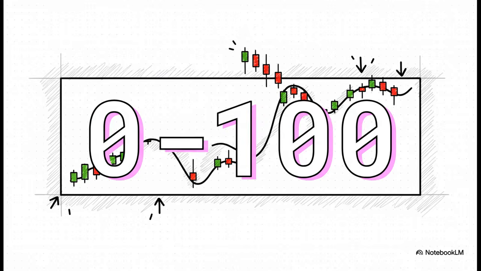Now, what makes the RSI so easy to use is its beautiful simplicity. It operates on this clean, simple scale from 0 to 100. That's it. It can never go above 100 or below 0, which makes it incredibly easy to read and understand in just a single glance.